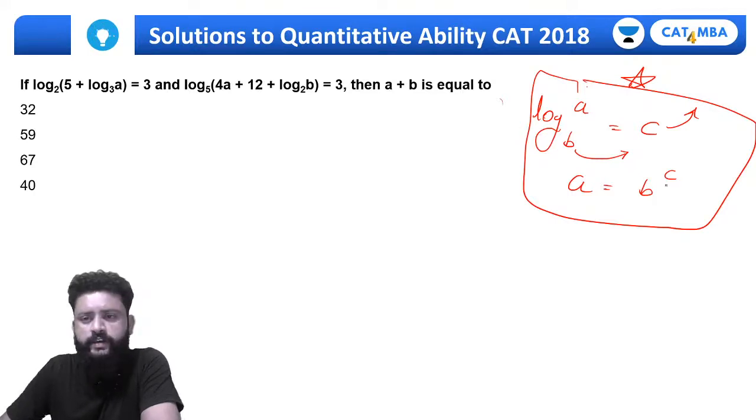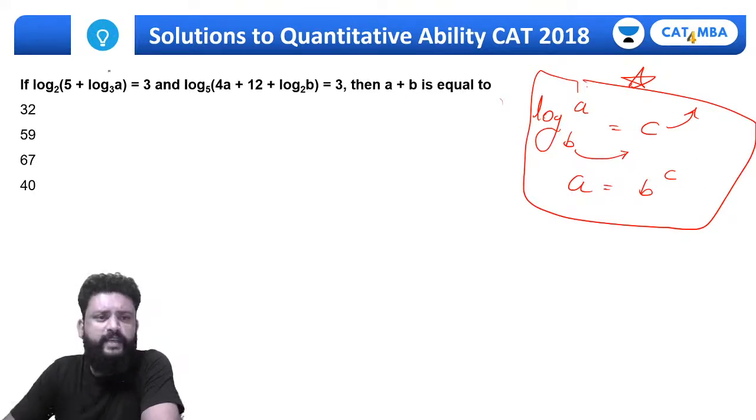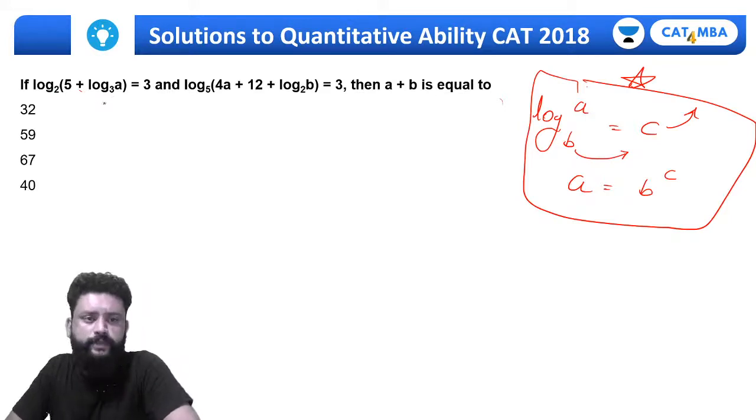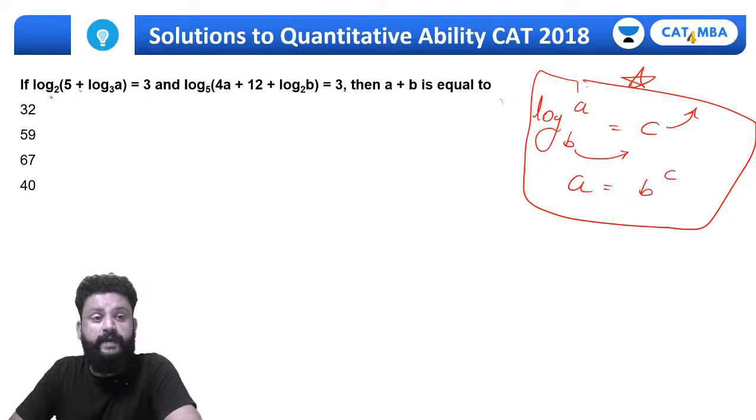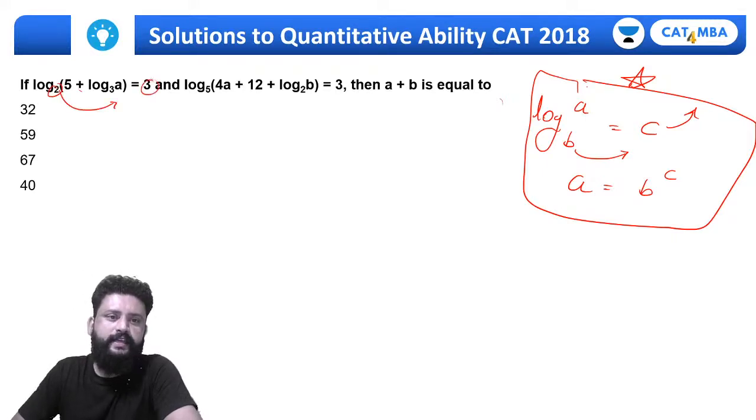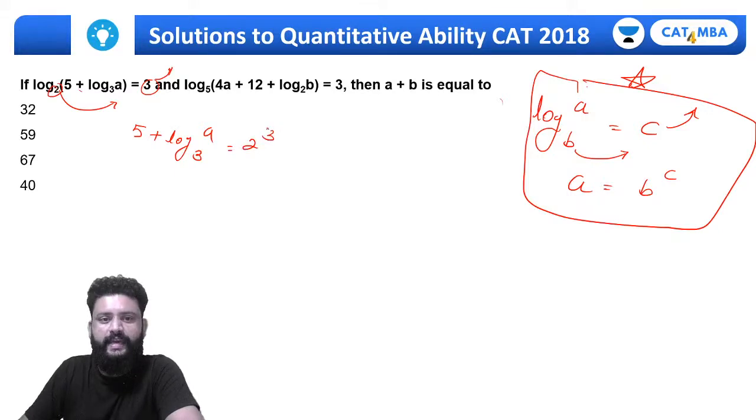So if we use this property here, यहाँ पे क्या होगा, log of 5 plus log of a to the base 3 is equal to 3 to the base 2. Sorry, so what I can say, ये 2 इधर आ जाएगा, 3 ऊपर जाएगा, so I can simply say 5 plus log of a to the base 3 is 2 cube, which comes out to be 8.